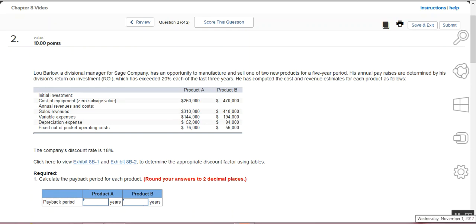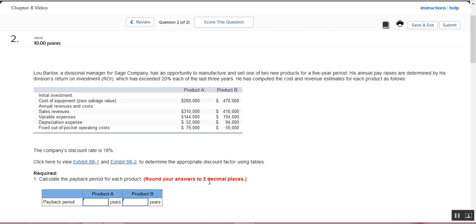Hi class. In this video we're going to look at a problem that's very similar to P8-23 in your homework. So again, I'm going to use the ebook, so mine's going to look a little bit different than yours, but hopefully you can make the transition from what I've got to work with what you've got to work with.